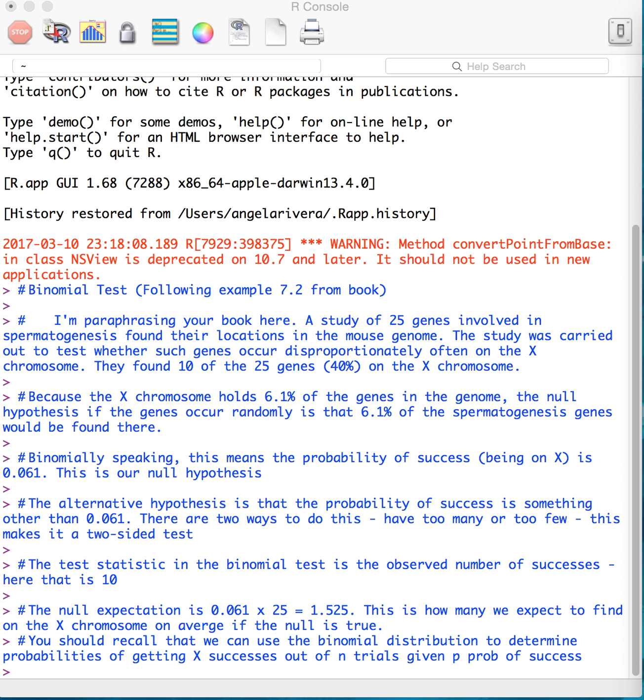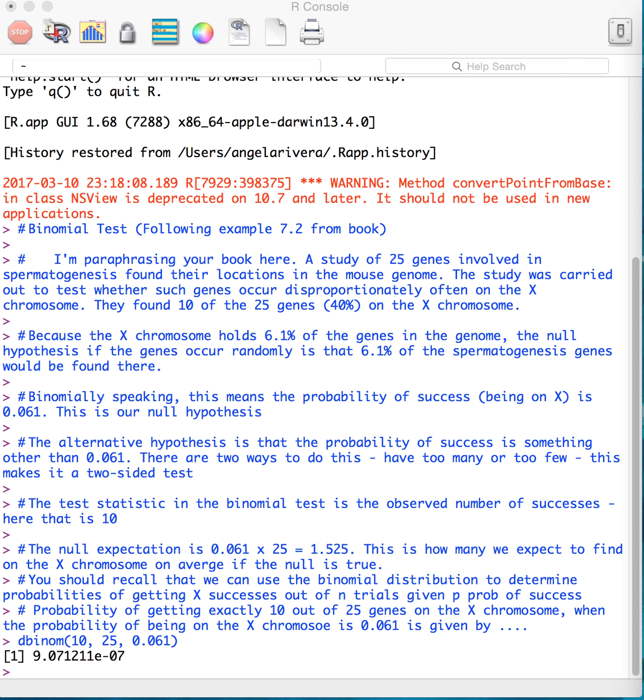Now, remember, we use the binomial distribution to determine probabilities of getting X numbers of successes out of n trials, given p as the probability of success. So, if we want to know the probability of getting exactly 10 out of 25 genes on the X chromosome, then the probability of being on the X chromosome is 0.061, and that's going to be given by this formula, dbinom(10, 25, 0.061), because 10 successes, 25 is the number of events, the number of spermatogenesis genes, and then the probability of success, 0.061.